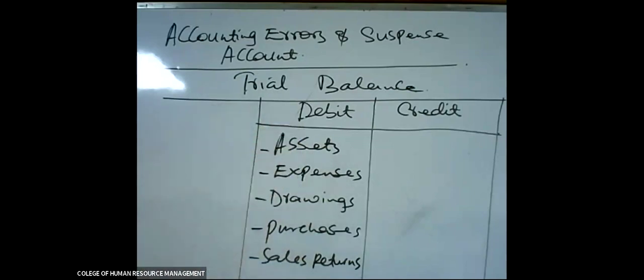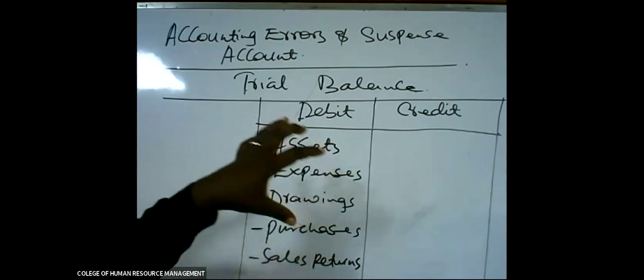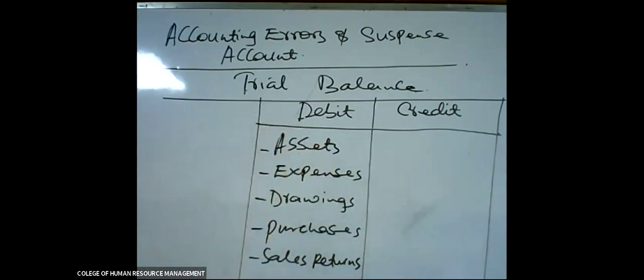Anytime an asset increases, we debit. Anytime we pay an expense, we debit the expense. Anytime we make drawings, we debit the drawings account. Anytime we make purchases, we debit the purchases account. The same with the sales returns. So these items are normally going to be on the debit side.